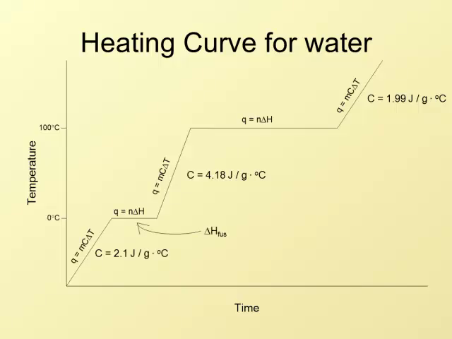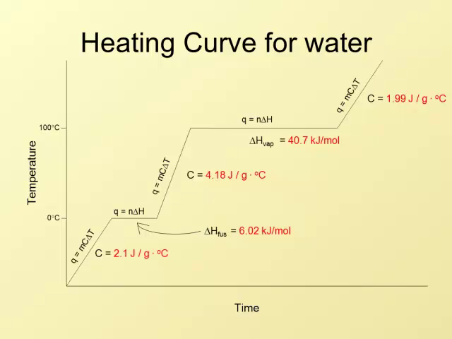For melting, the delta H is called the heat of fusion. The term fusion is used for melting because if you heat several individual crystals of a solid, they will fuse into a continuous liquid upon melting. For boiling, delta H is the heat of vaporization. The heat of fusion for water is 6.02 kilojoules per mole, and the heat of vaporization is 40.7 kilojoules per mole.